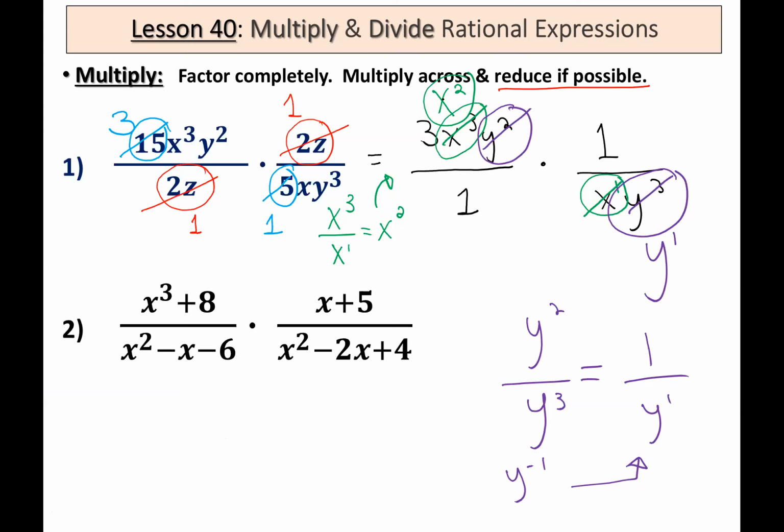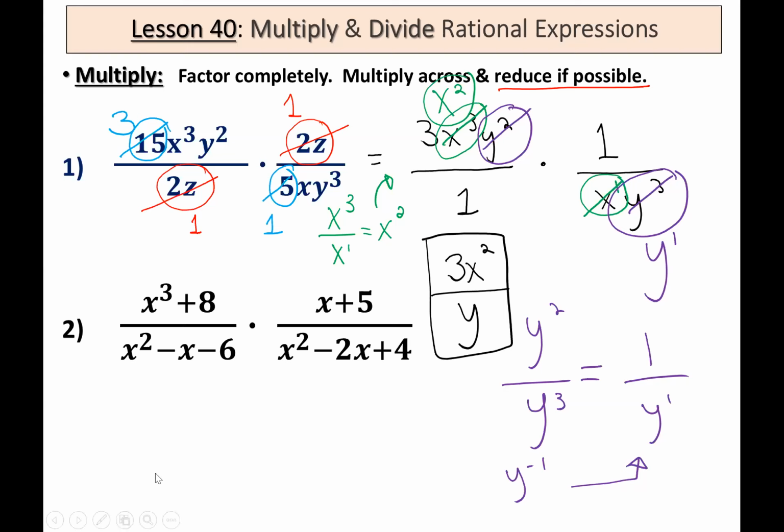So I have 3x squared times 1. That's going to be 3x squared for the numerator. Now in my denominators, I'm left with 1 times y to the 1. So that's just 1y to the 1 or just 1y. So here's our final answer. It's a fraction, 3x squared over y. And that's our final answer.